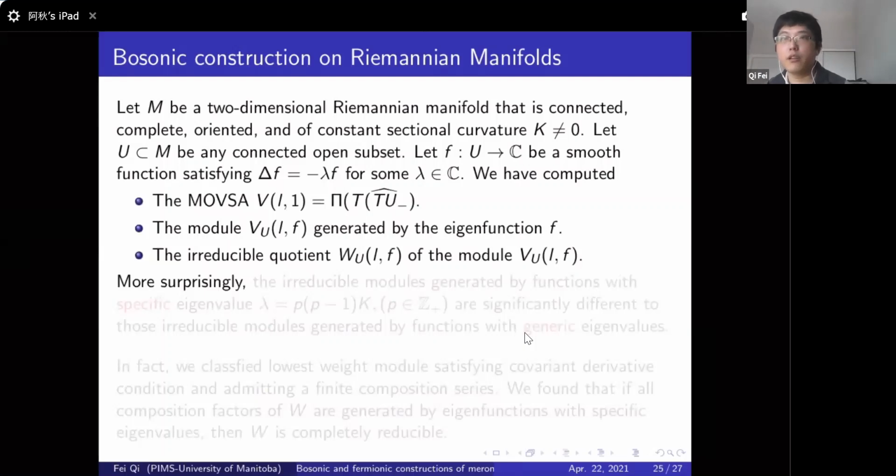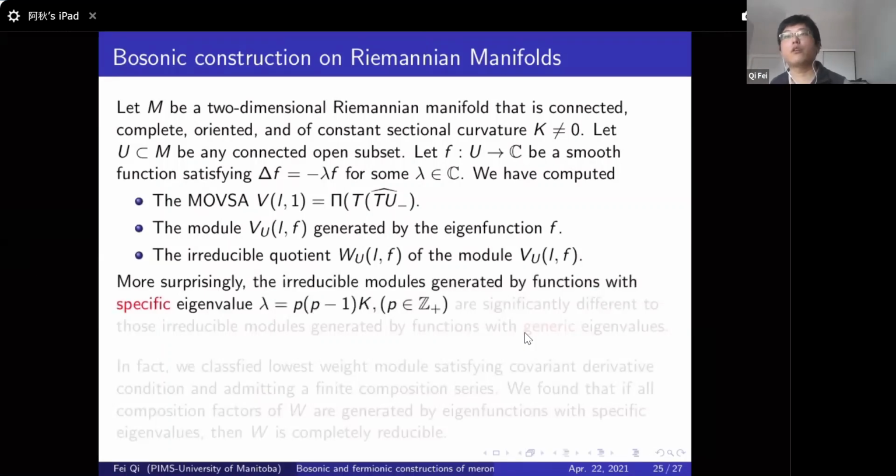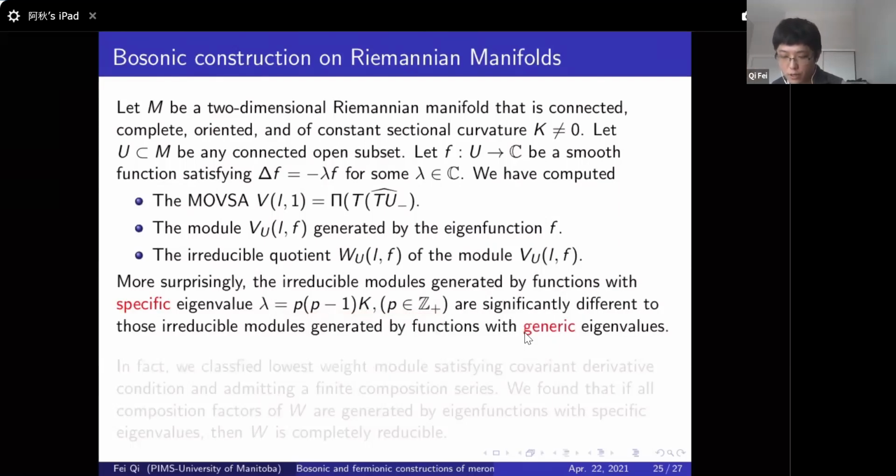More surprisingly, the irreducible modules generated by functions with specific eigenvalues, λ equals p times (p minus 1) times k, with p in Z+, are significantly different from those irreducible modules generated by functions with generic eigenvalues. By generic eigenvalue, I simply mean an eigenvalue that is not of this form. In case you're familiar with spherical harmonics, these are precisely the eigenvalues of spherical harmonics.